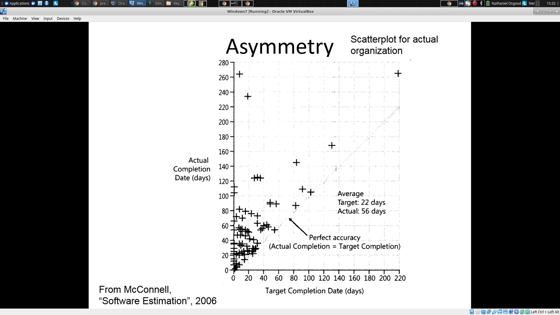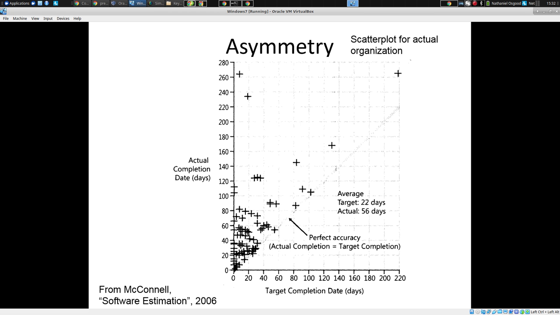Their estimate was exactly correct. Case in point, take a look at this one right here. They targeted 100 days, and they brought it home in 100 days. Bang on. The expectations were right in line with what was delivered. Can't fault that.